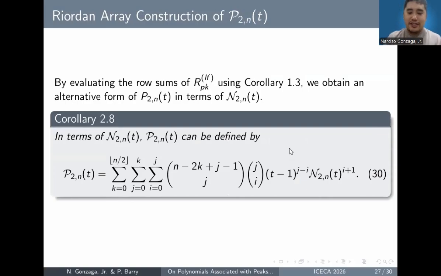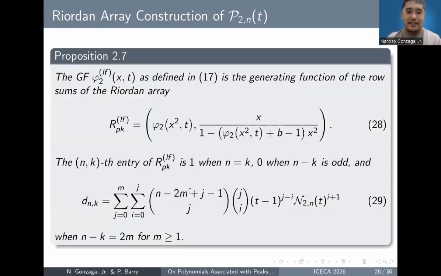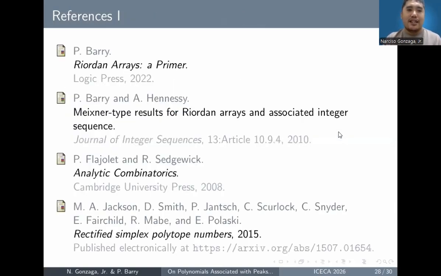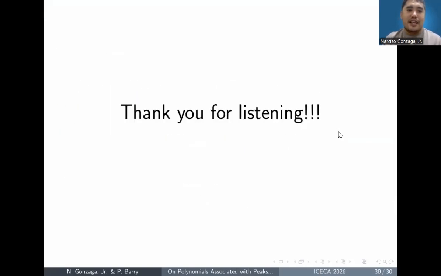And by taking the row sums of this Riordan array, using the formula in equation 29, we can get an alternative form of the polynomials associated with Dyck left factors as defined in equation 30. Now, we define our polynomial with respect to Narayana polynomials of the second kind. And moreover, it is a convolution of specific powers of the Narayana polynomials. So that ends our presentation, and thank you for listening.